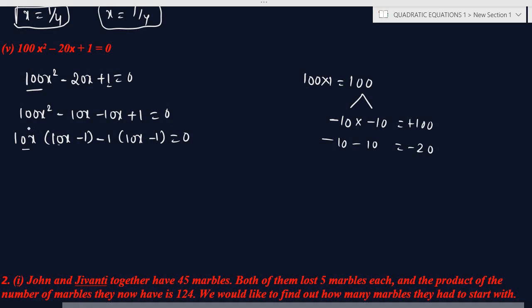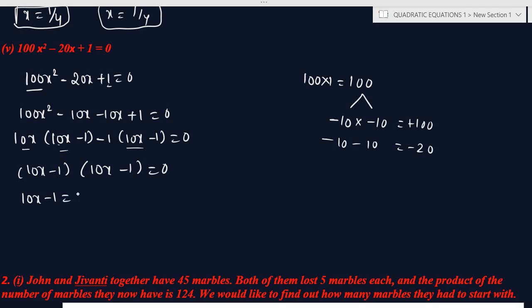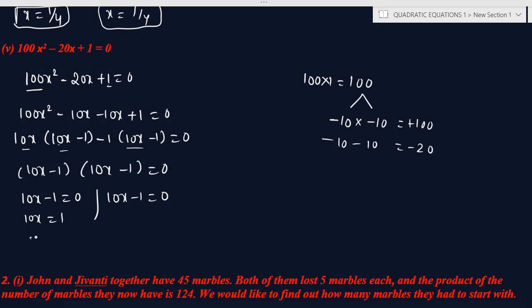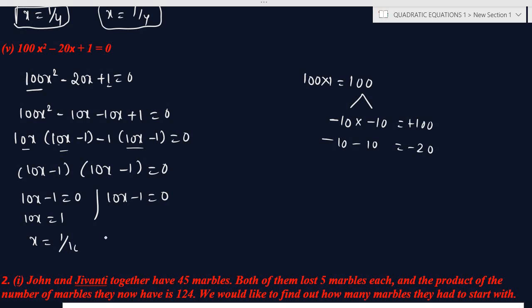10x into 10x is 100x square. 10x into minus 1 is minus 10x. Here 10x minus 1 is common. Again what remains here? 10 minus 1 is equal to 0. So 10x minus 1 is equal to 0, and again 10x minus 1 is equal to 0. 10x is equal to 1, x is equal to 1 by 10.